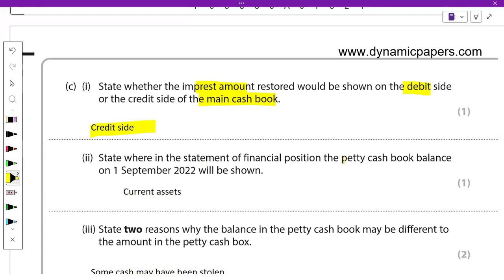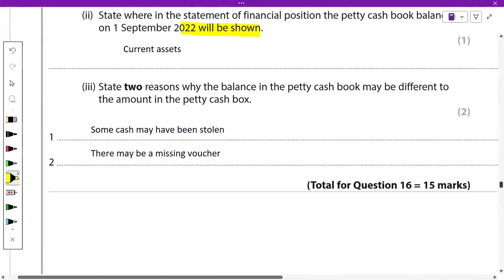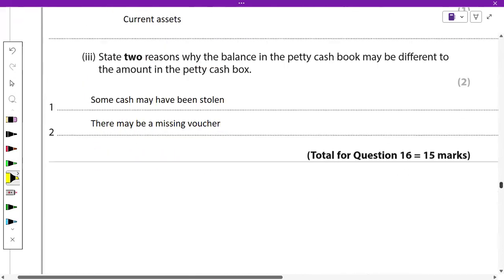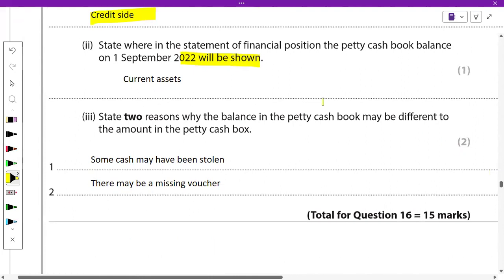State where in the statement of financial position the petty cash balance on 1st September 2022 will be shown. Of course, in the current assets, because we know that the bank is part of the current assets. So we know that the petty cash book would be part of the cash book, and the cash book would be part of the bank. That's why we will be showing its balance under the current assets section of the statement of financial position.